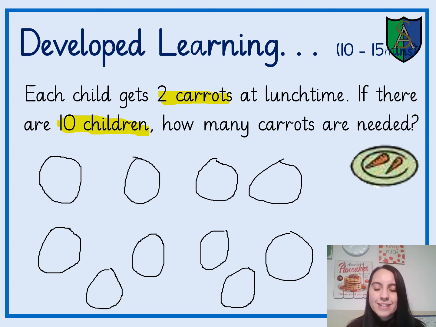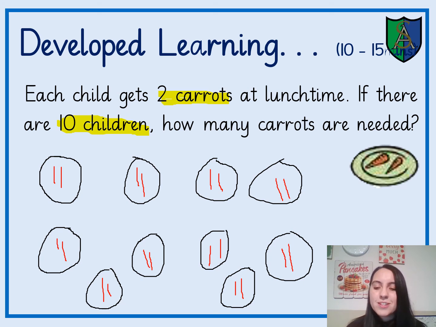So what I'm going to go ahead and do is pop 2 carrots on each plate. 1, 2. I'm just going to keep going until all of my little children have got 2 carrots on their plate. Again, your drawings are going to be so much better than mine. But don't worry if they're not. You can represent it like this if you would like to. Okay, now each of my 10 children have got 2 carrots.